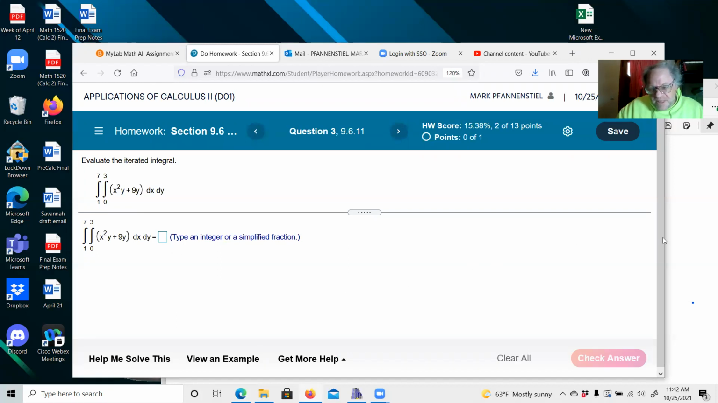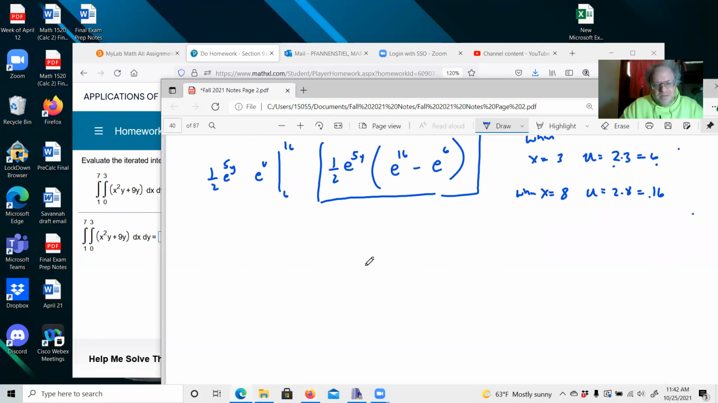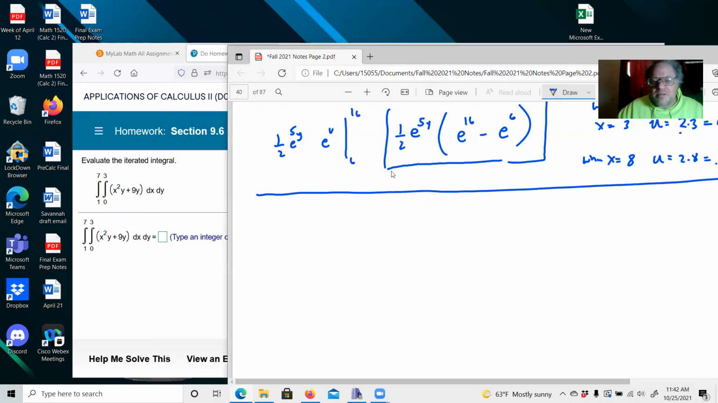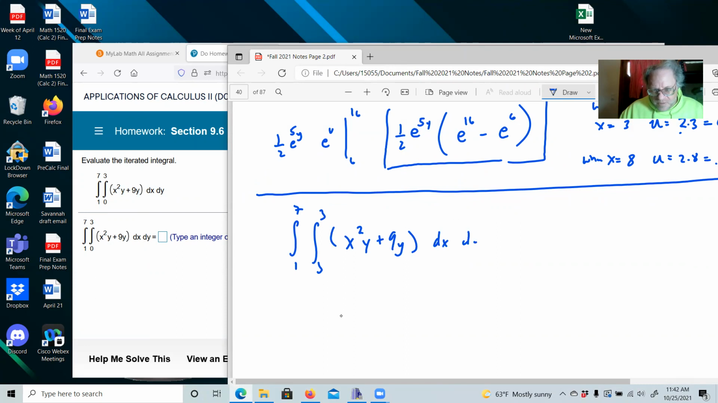Okay, now this one, so we've gone through the marginal ones. In probability, a lot of times when you integrate out to one variable, they call it a marginal probability. So we have this thing. We have a 1 to 7 and a 0 to 3. We have an x squared y plus 9y dx dy.